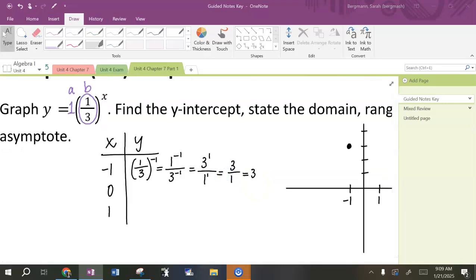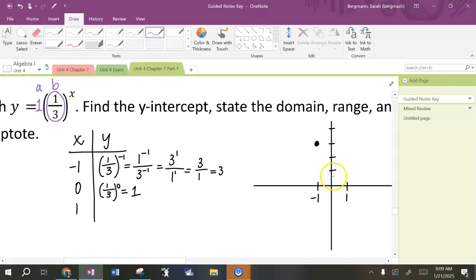Next, we put in an x value of 0 to figure out our y. This is going to give us our y-intercept because whenever x is 0, it's the y-intercept. But we know anything raised to the power of 0 is always 1. So when x is 0, y is 1. Next, when we plug in a 1 for x, we have to put that power on both the numerator and the denominator. 1 to the first is 1, 3 to the first is 3. So we get when x is 1, y is 1/3.